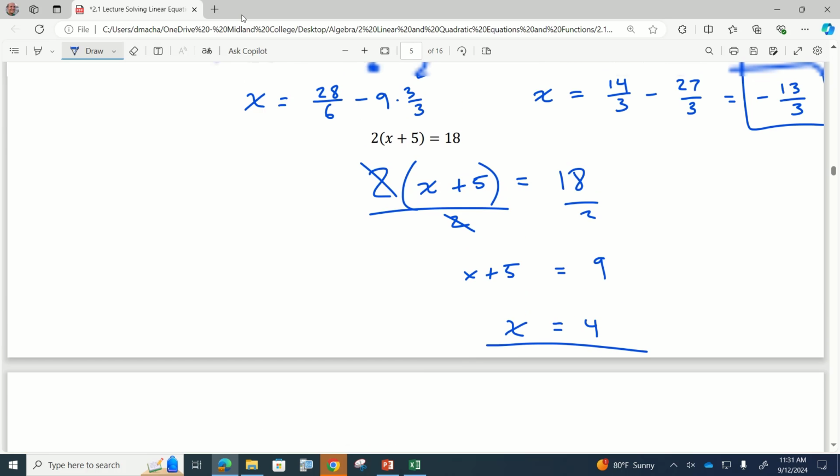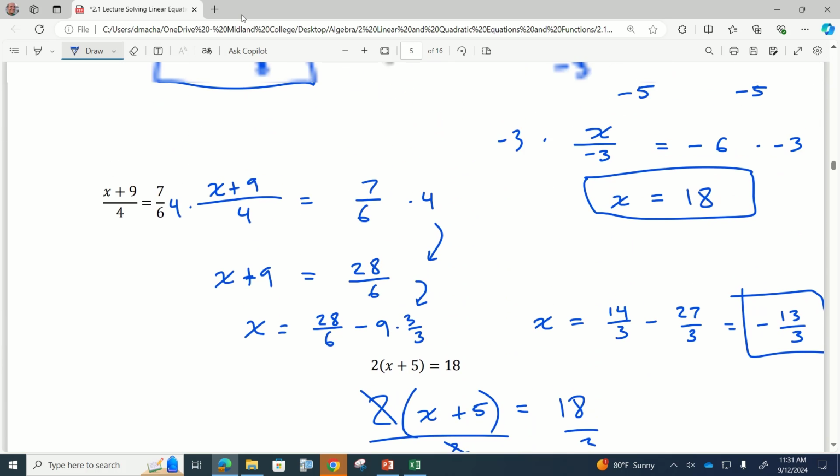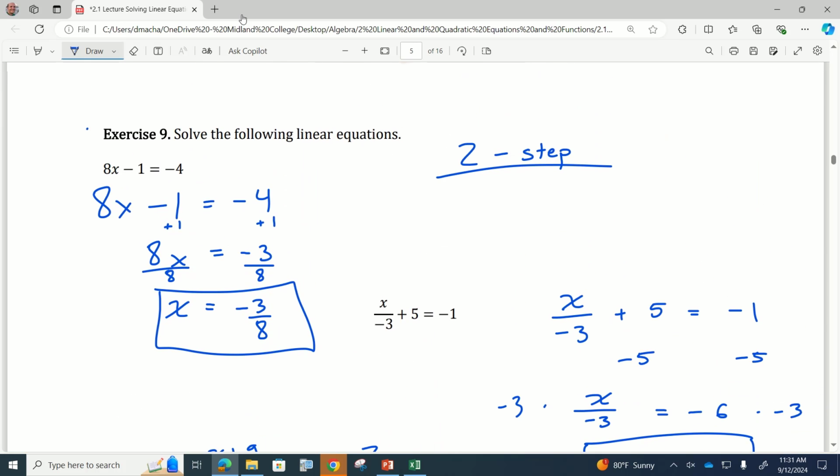Do we have any questions about what we've done in the last few equations here? That's all.